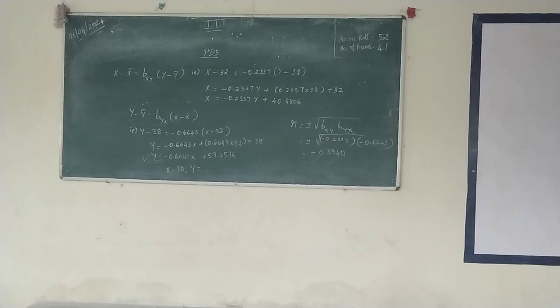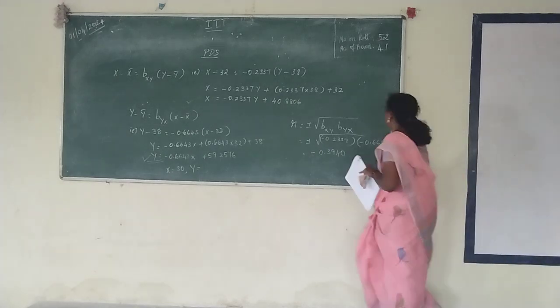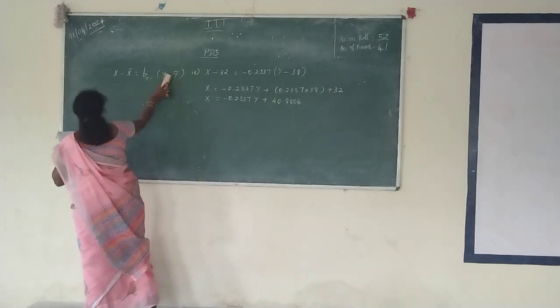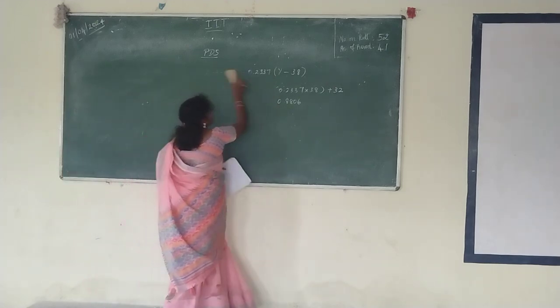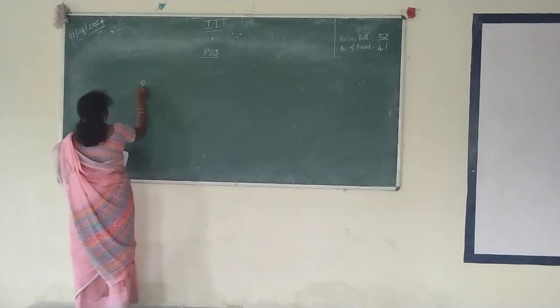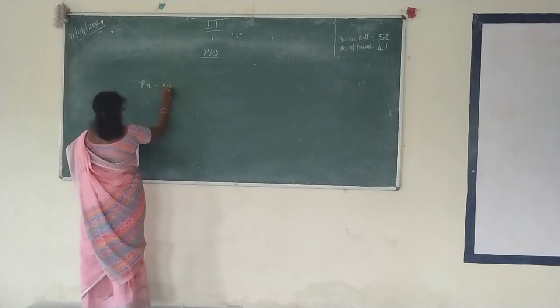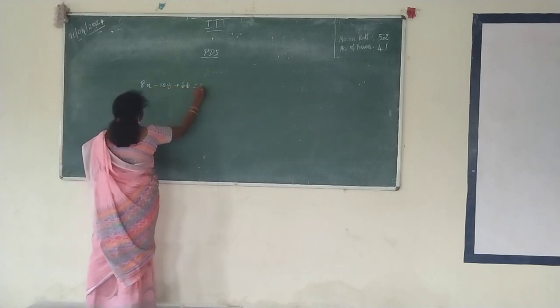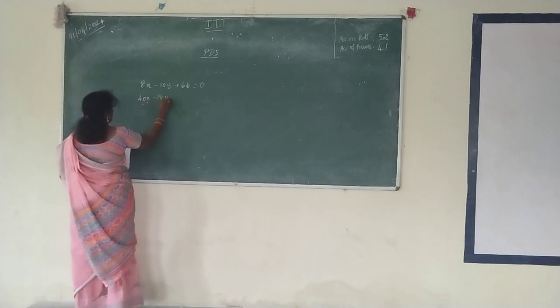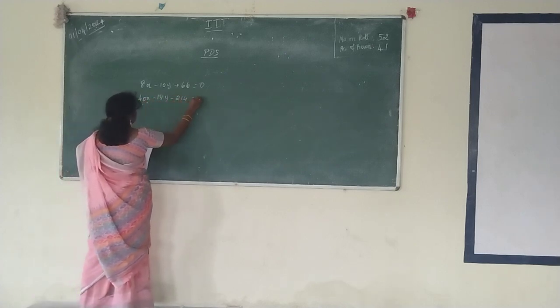So that is the next type of problem we are going to discuss now. Take down this one. The two lines of regression are 8x minus 10y plus 66 equal to 0, and 40x minus 18y minus 214 equal to 0.